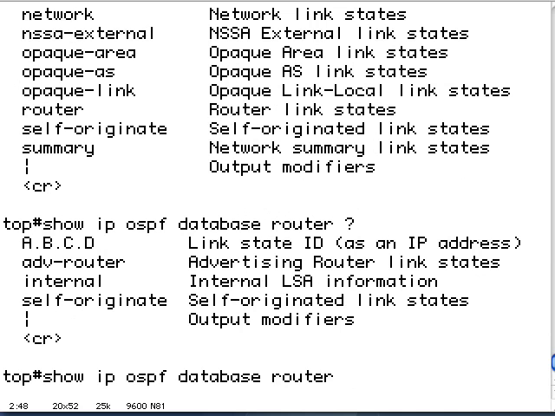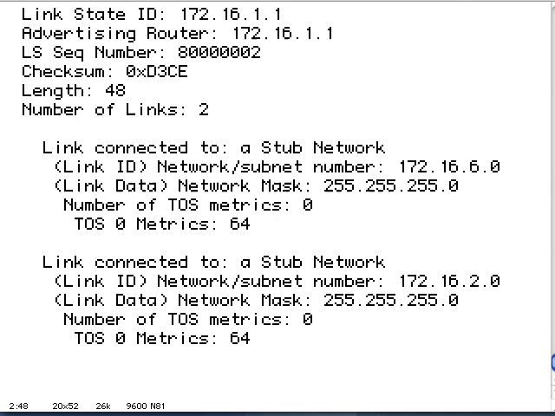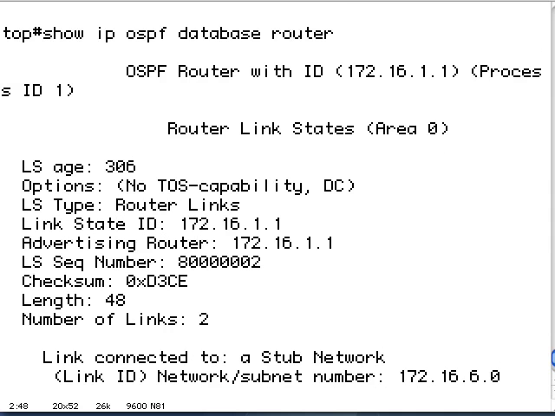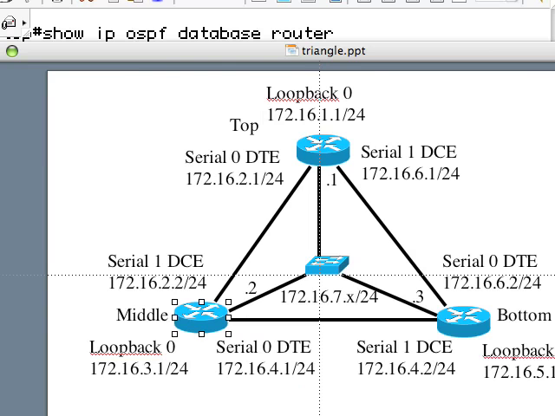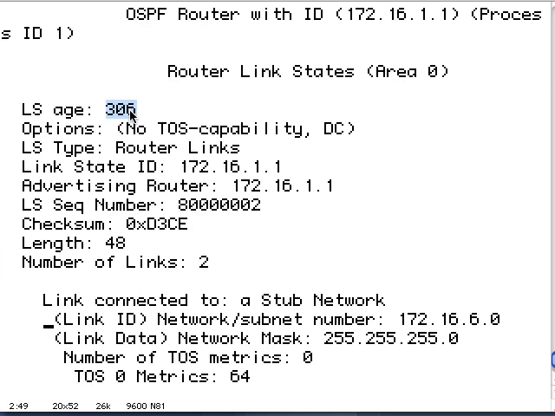Show ip ospf database router, and I can hit carriage return right now, or I can hit self-originate, or I can hit the link state ID, which is the loopback address of the router. So let's try just a return, and it gives me the detailed information for all of the router LSAs. So here we have one router LSA, which is from the router with the unique identifier 172.16.1.1. Again, that is our loopback interface, and it's process ID 1, and the link state is now 306 seconds old.